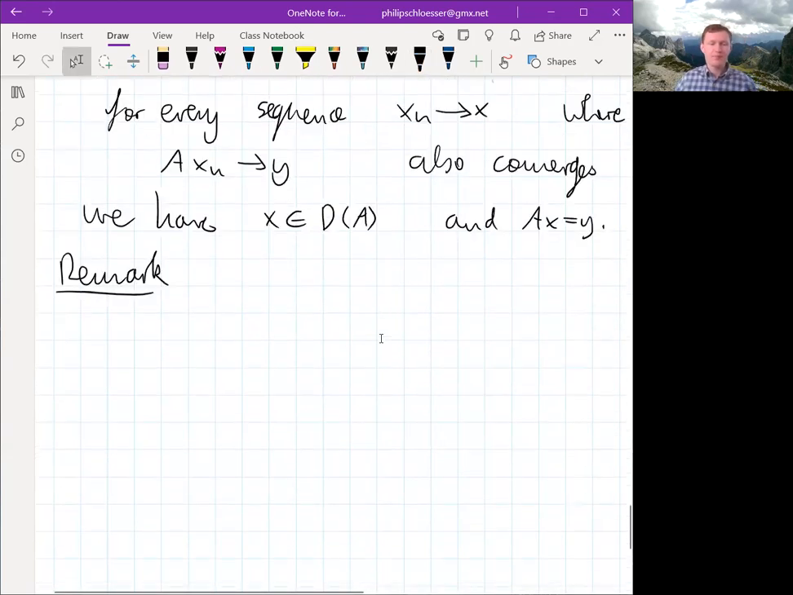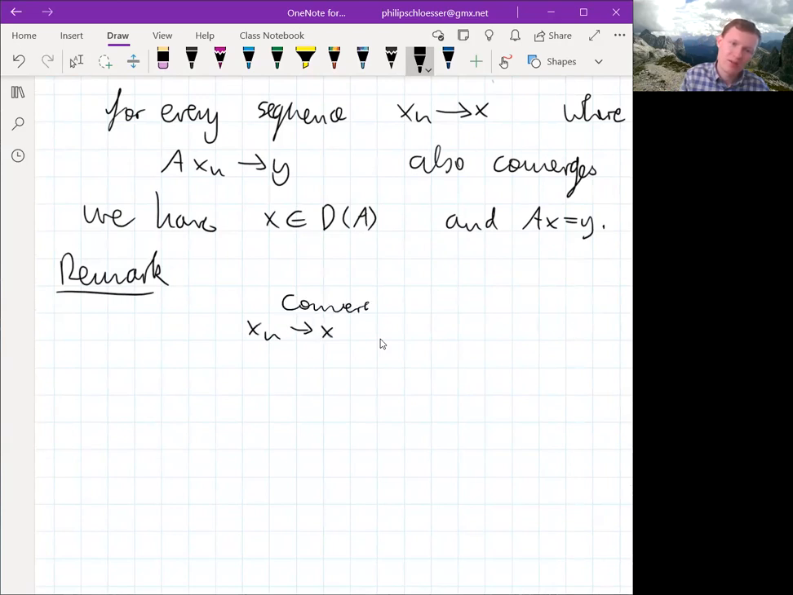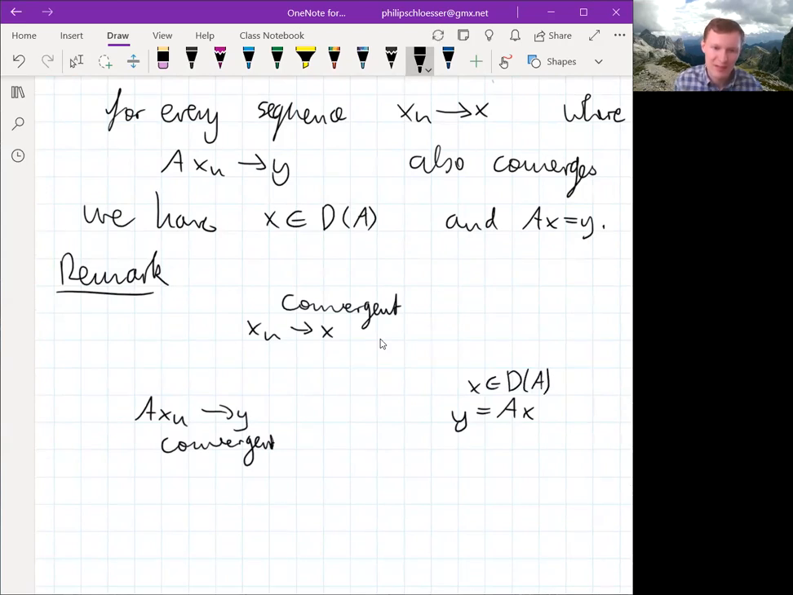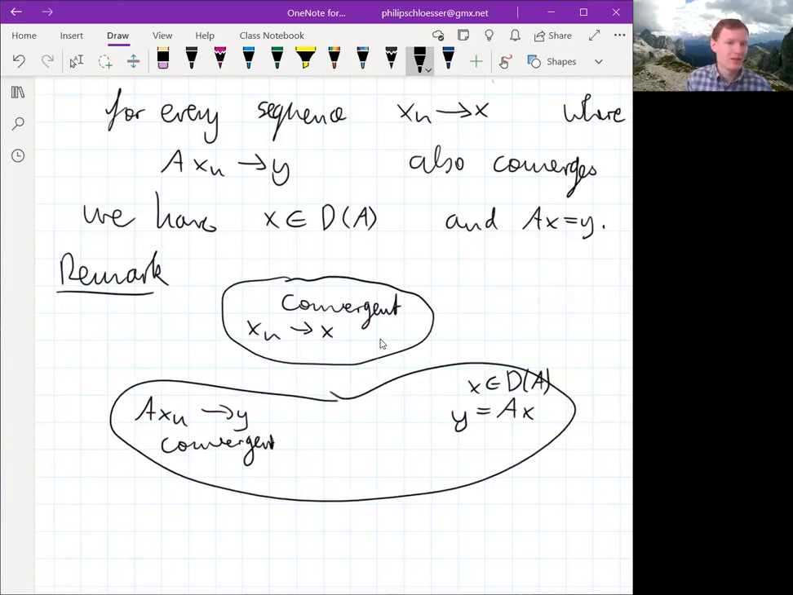So we basically have three statements that are related differently. We have the statement xn is convergent. We have the statement A applied to xn is convergent. And we have the statement that the limit of this sequence is actually A applied to x. And this also means that this is well defined, so x is in the domain. Continuity would say that if xn is a convergent sequence, then we can apply A to it, and the limit is A applied to the limit.